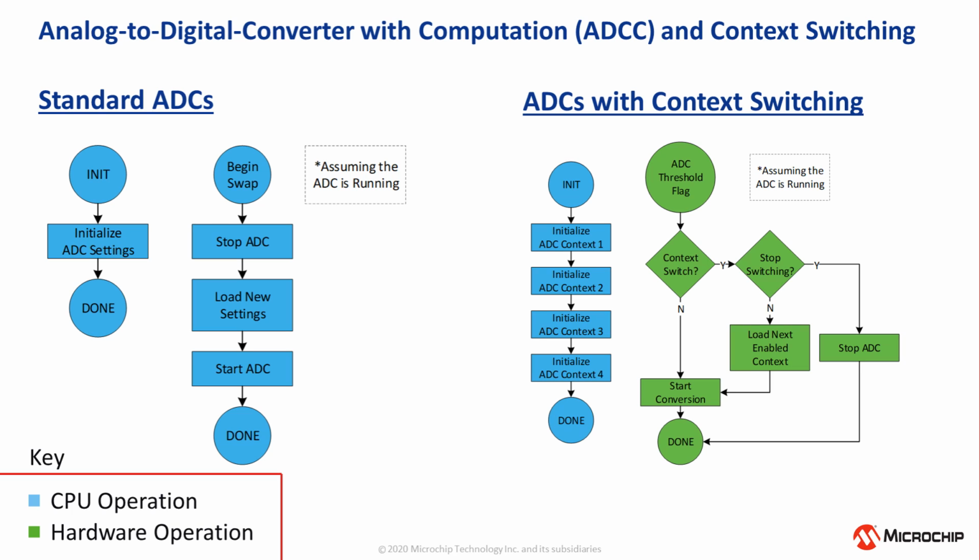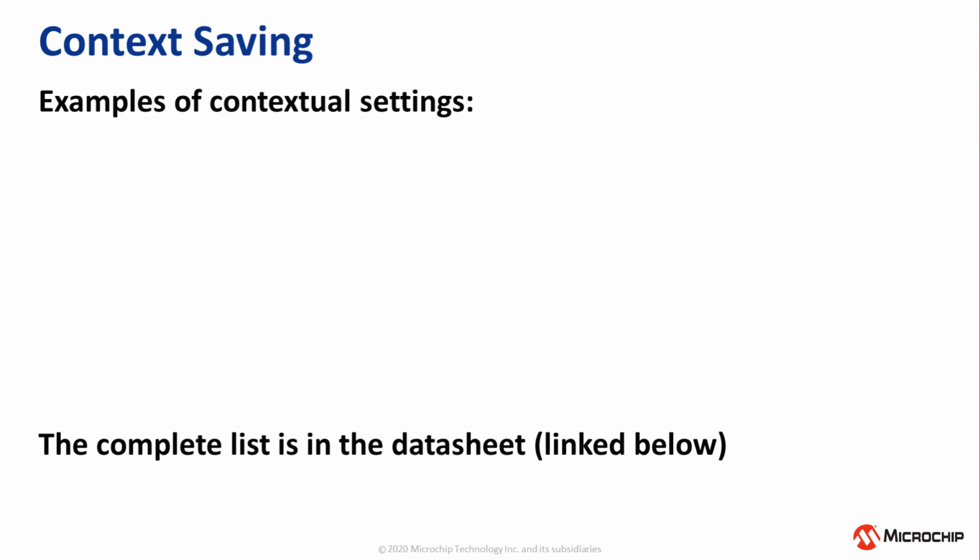Without this feature, the CPU would have to stop the ADC, load the new settings, and then restart the ADC for each context. This has two main disadvantages. One is the delay caused by reconfiguration, and the other is a higher software complexity. With context switching, the ADC gains the ability to switch its settings without CPU involvement.